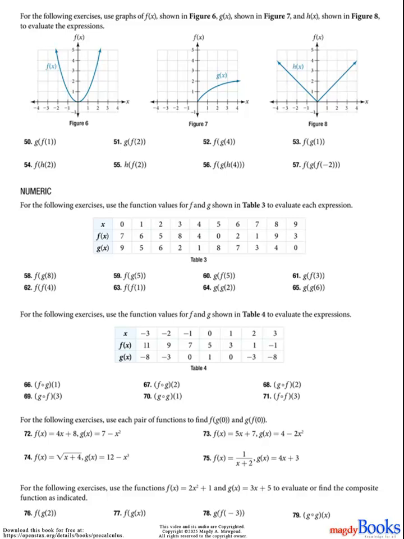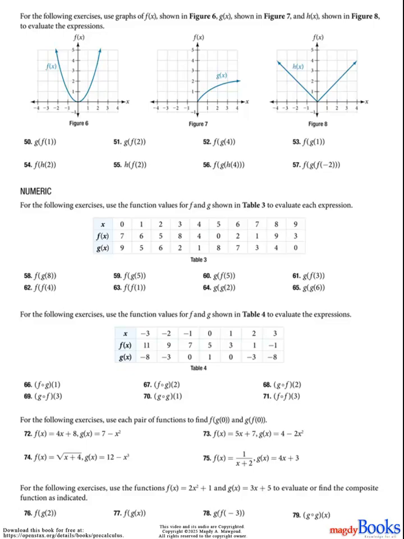For the following exercises, use the function values for f and g, shown in Table 4, to evaluate the expressions. Table 4. For x equals negative 3, f of x is 11, and g of x is negative 8. For x equals negative 2, f of x is 9, and g of x is negative 3. For x equals negative 1, f of x is 7, and g of x is 0.